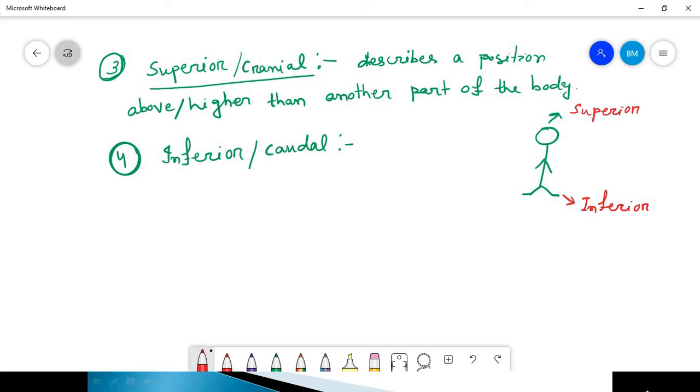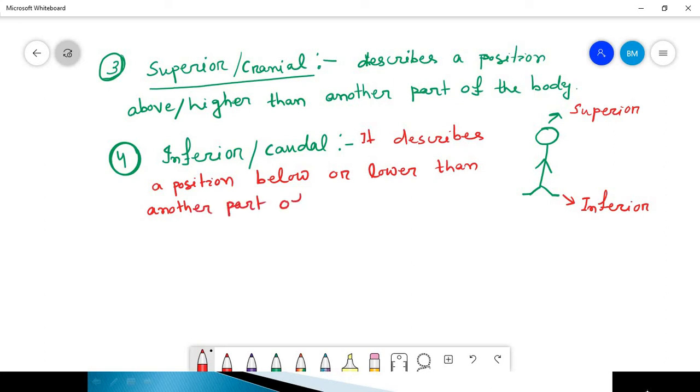Here we write it. It describes a position below or lower than another part of the body. It is near or towards the tail.